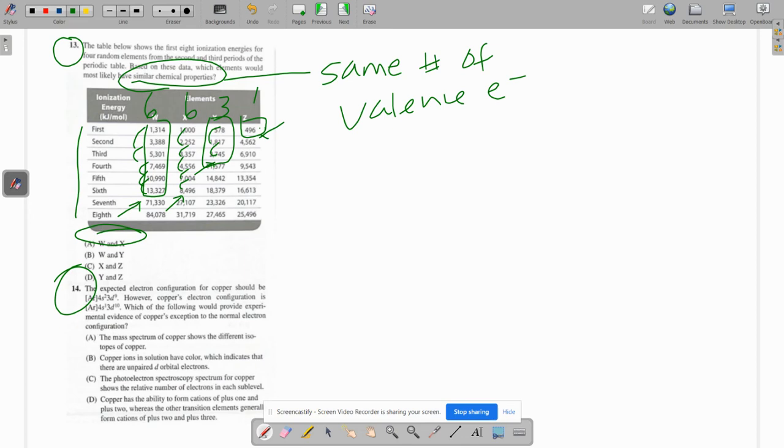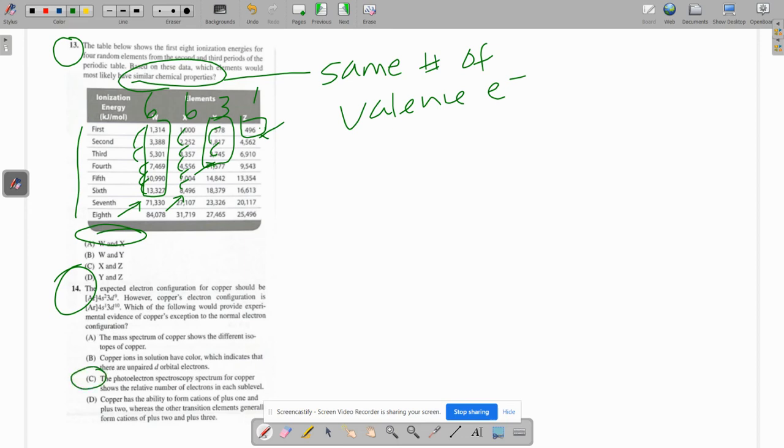Okay, so I told you in class you didn't have to worry too much about exceptions, but it's good to know that they do exist. It says the expected electron configuration for copper should be 4s2 3d9. It's exactly what the periodic table would say. However, copper's electron configuration is actually 4s1 3d10. Which of the following provides experimental evidence of this? And the best answer is letter C.